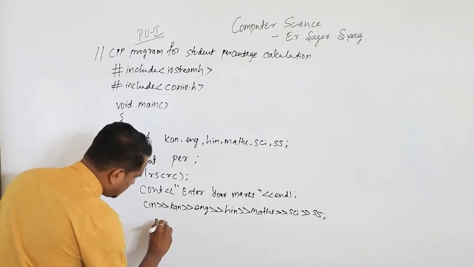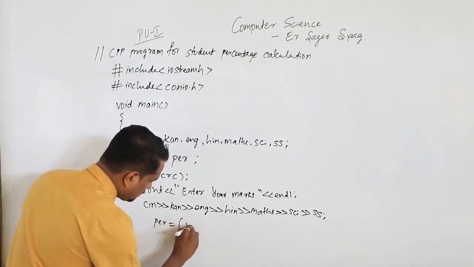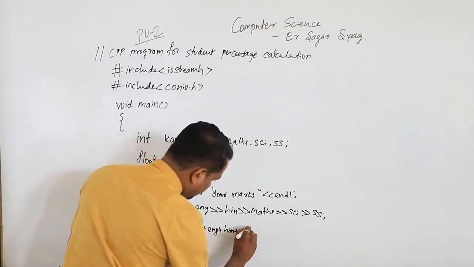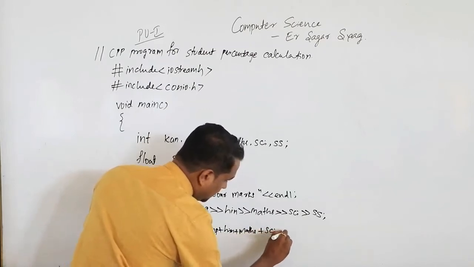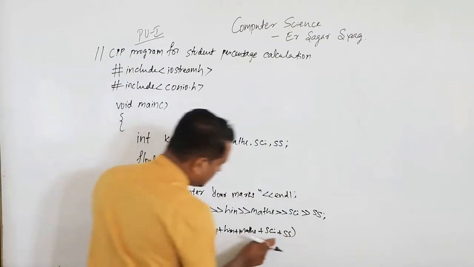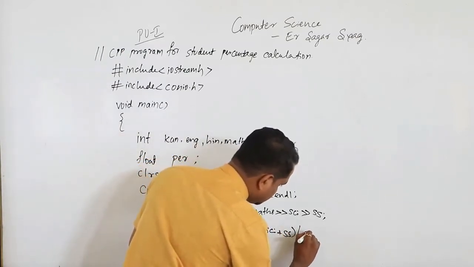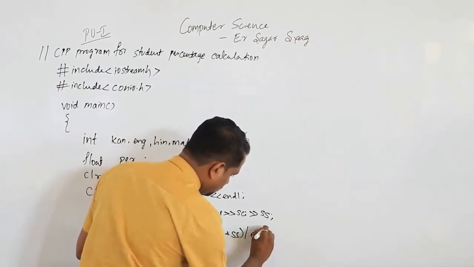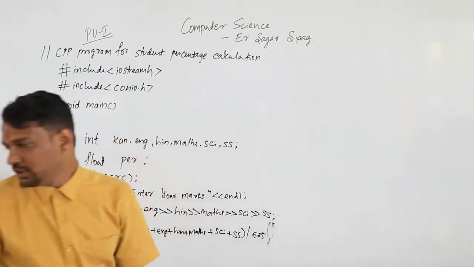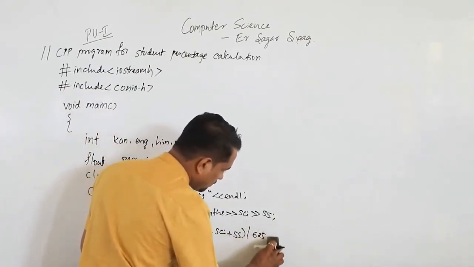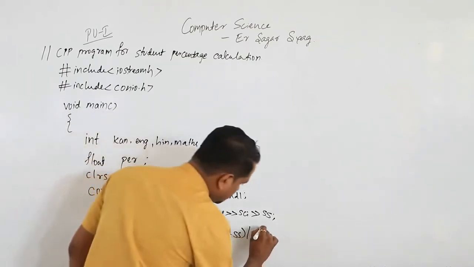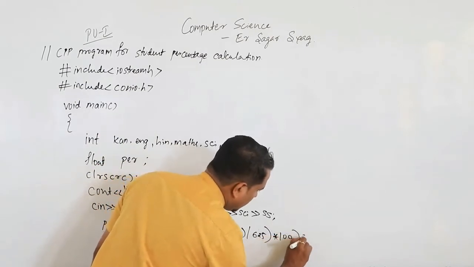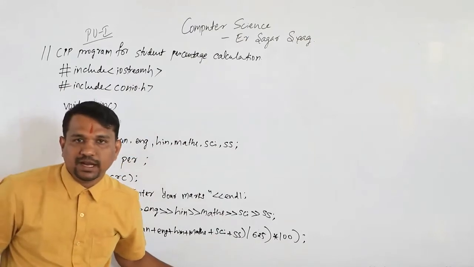Next, PER is equal to Kn plus Eng plus Hin plus MATHS plus SCI plus SS, all together added, divided by 625, and that is multiplied by 100, where the star is used for multiplication. That formula I have converted into this form.